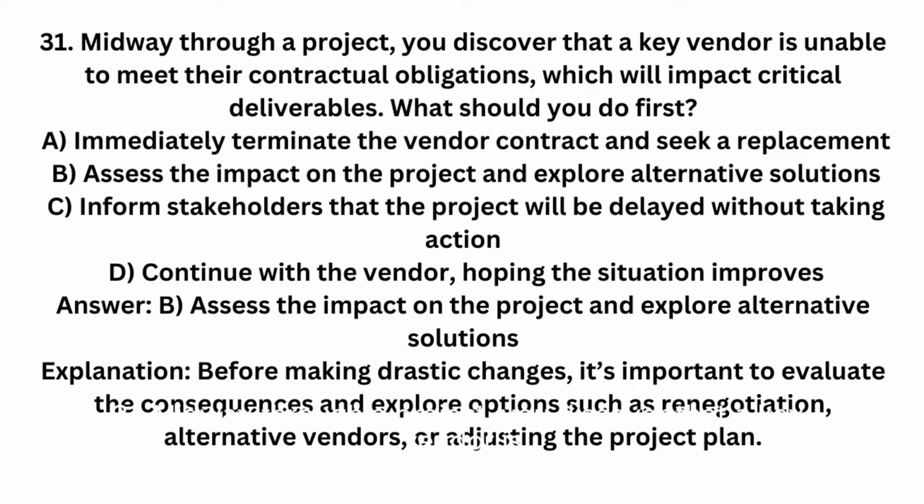31. Midway through a project, you discover that a key vendor is unable to meet their contractual obligations, which will impact critical deliverables. What should you do first? A. Immediately terminate the vendor contract and seek a replacement. B. Assess the impact on the project and explore alternative solutions. C. Inform stakeholders that the project will be delayed without taking action. D. Continue with the vendor, hoping the situation improves.